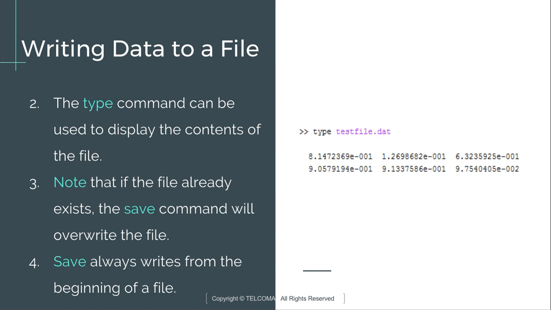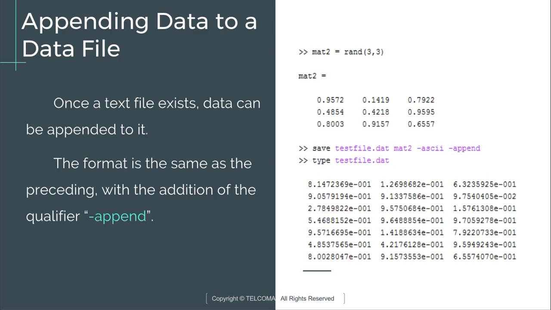The type command can be used to display the contents of the file. If you want to display the contents on the command window, just write type space file name. This will display the contents of that particular file. Note that if the file already exists, the save command will override the file if you save the file with the same name. Save always writes from the beginning of the file, not appending to the file.